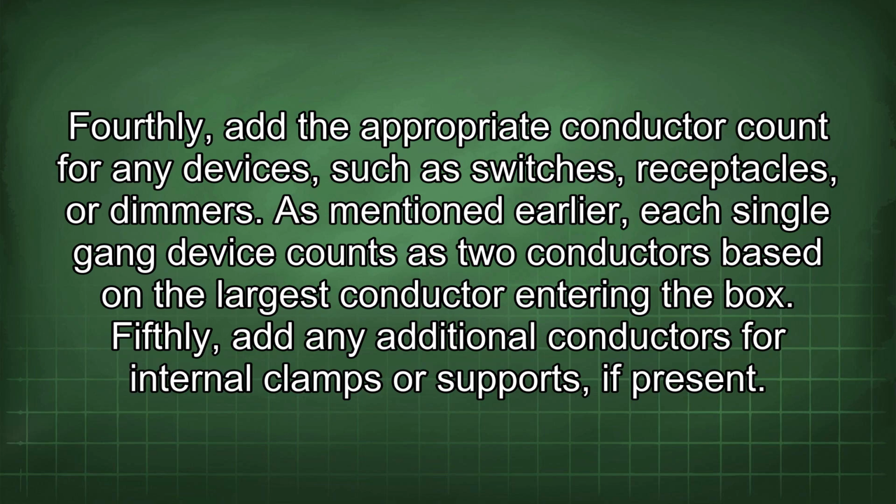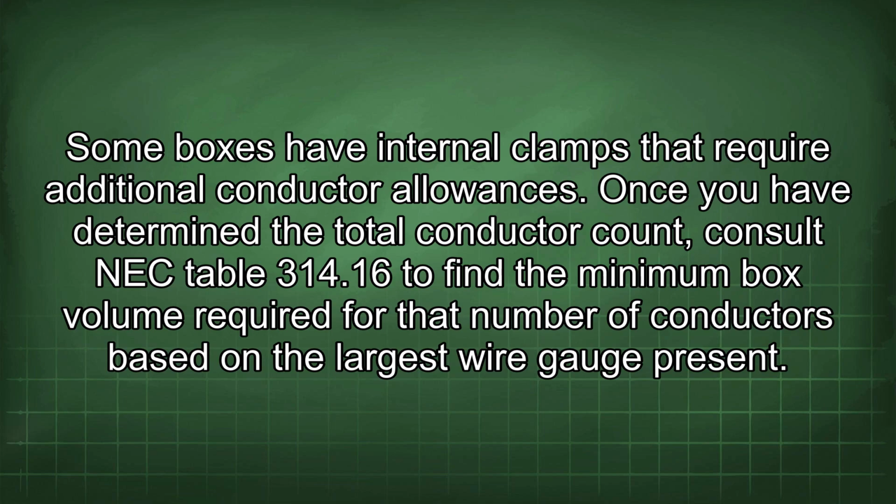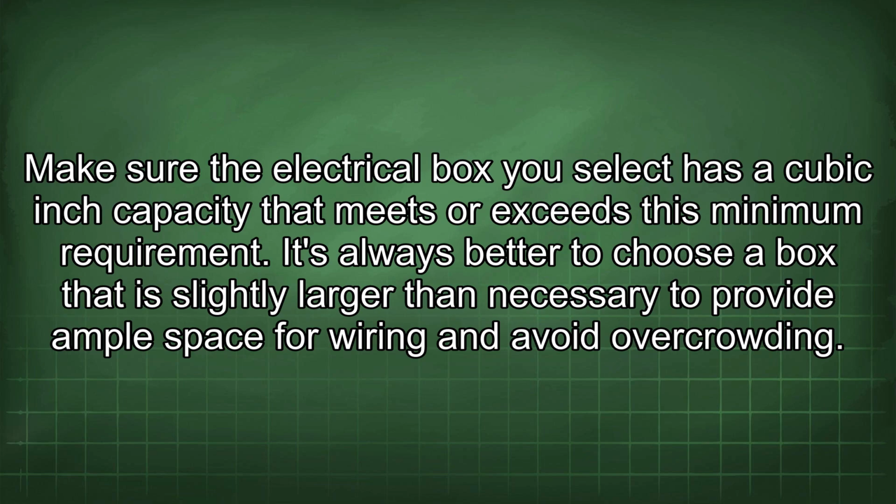Fourthly, add the appropriate conductor count for any devices, such as switches, receptacles, or dimmers. As mentioned earlier, each single gang device counts as two conductors based on the largest conductor entering the box. Fifthly, add any additional conductors for internal clamps or supports, if present. Some boxes have internal clamps that require additional conductor allowances. Once you have determined the total conductor count, consult NEC Table 314.16 to find the minimum box volume required for the number of conductors based on the largest wire gauge present. Make sure the electrical box you select has a cubic inch capacity that meets or exceeds this minimum requirement.